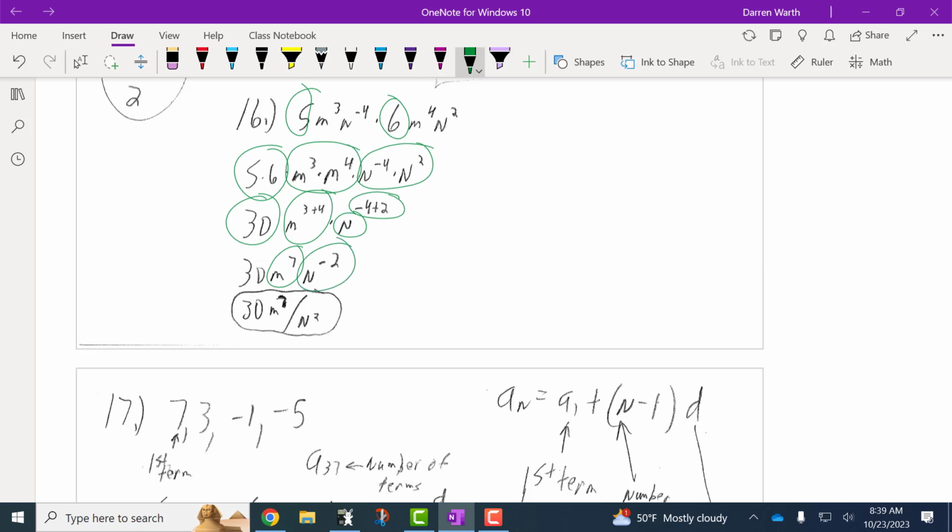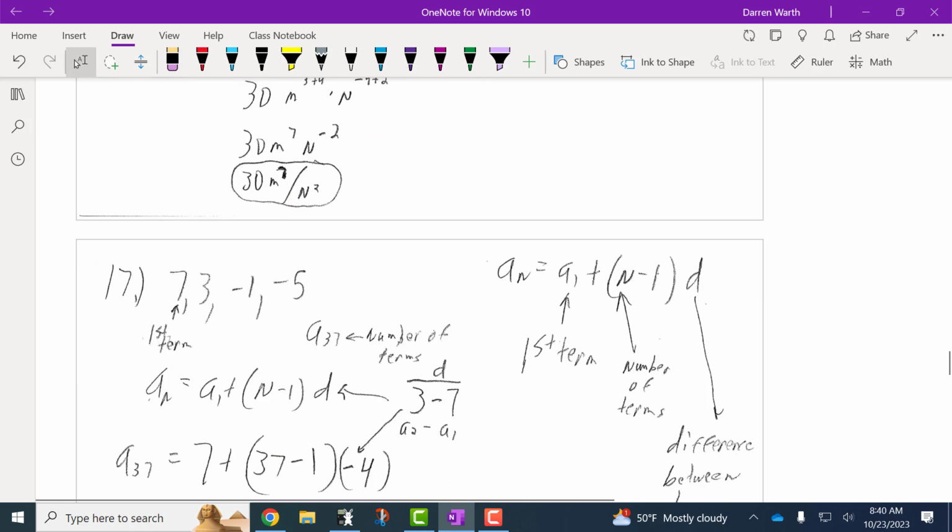So when I get to that point right there, notice the 30 is going to stay in my numerator. M to the 7th stays in my numerator. But now to get rid of this negative 2, I just move it to the denominator. So the answer is going to be 30 m to the 7th over n to the 2nd.